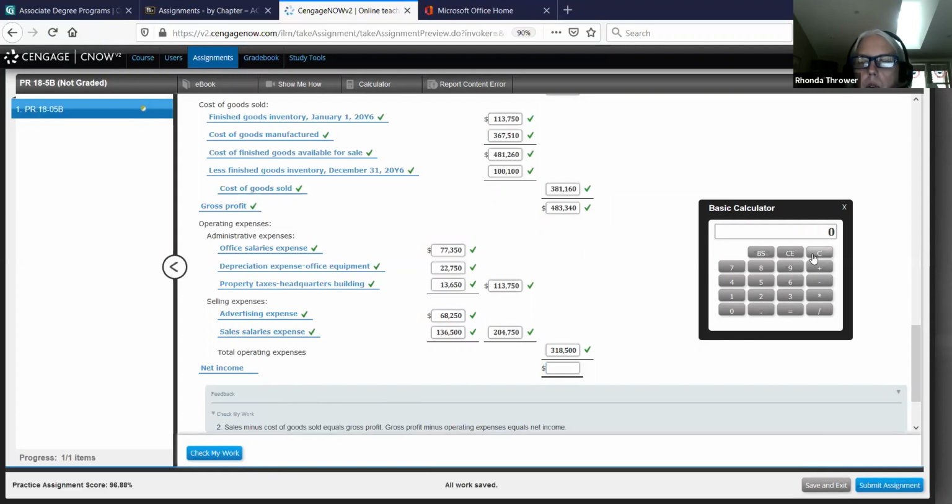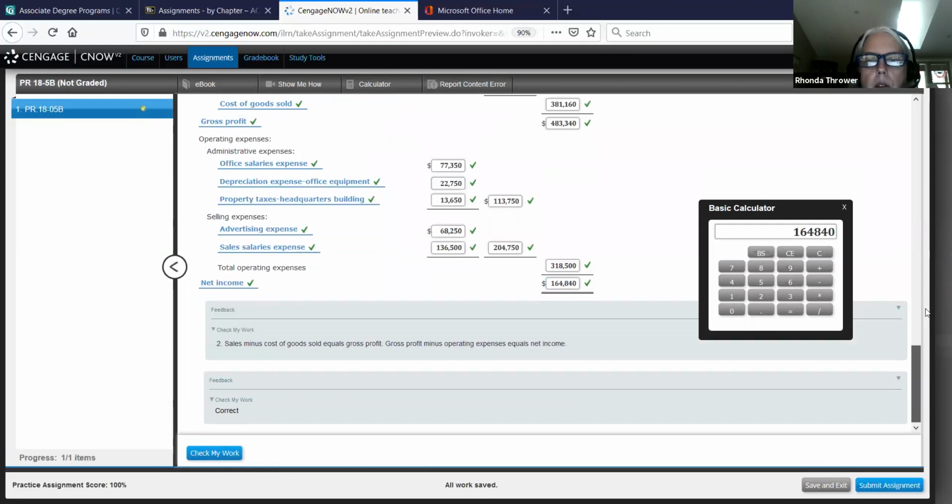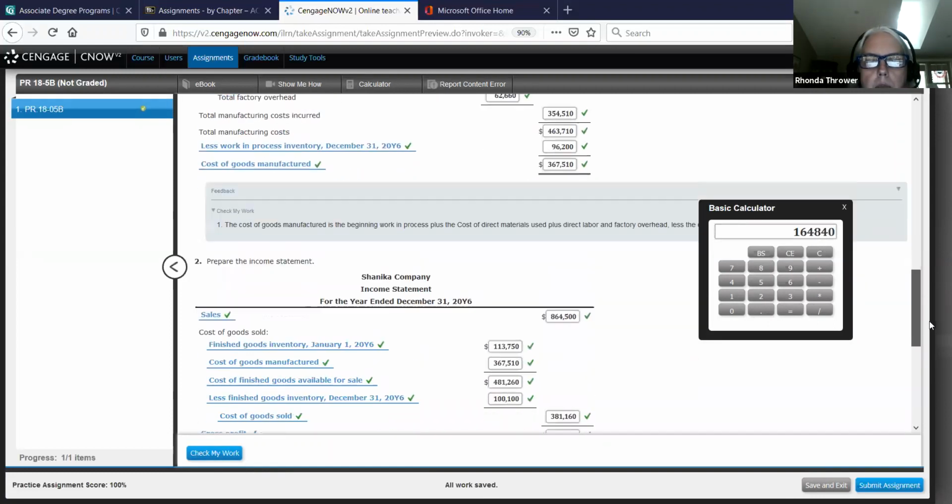So we're going to take 483,340 and we're going to subtract out 318,500. And that total will give you 164,840. And that's all there is to this problem.